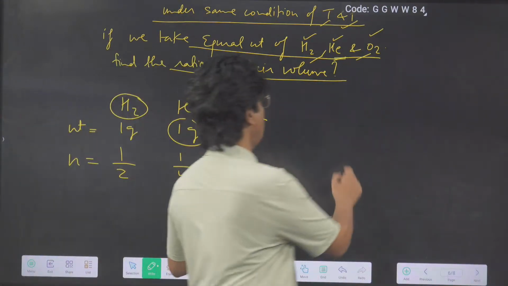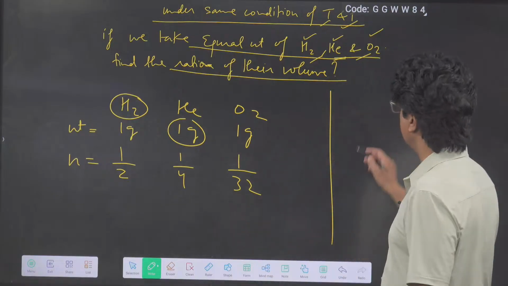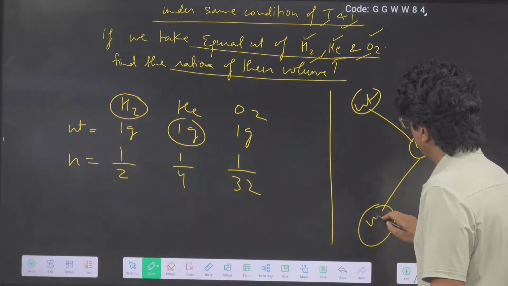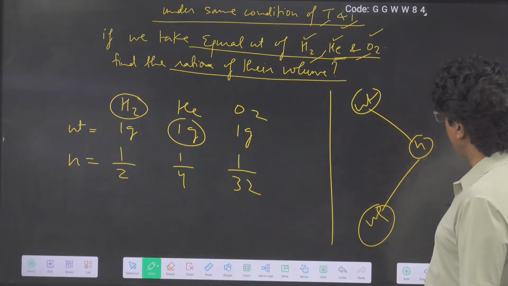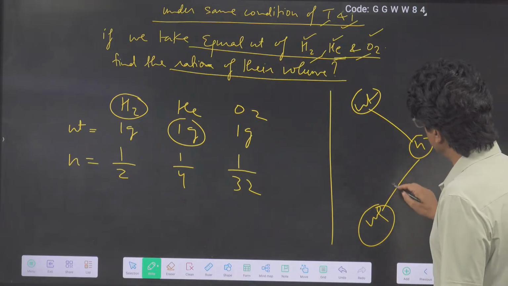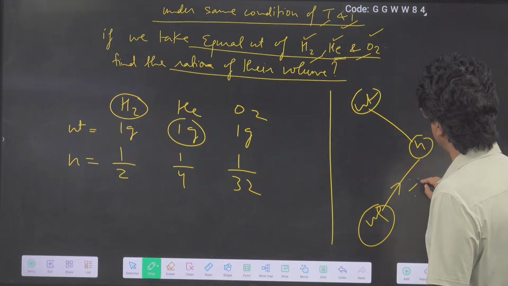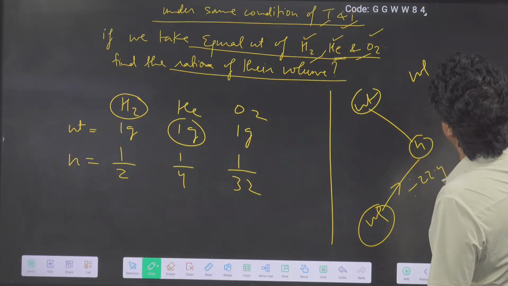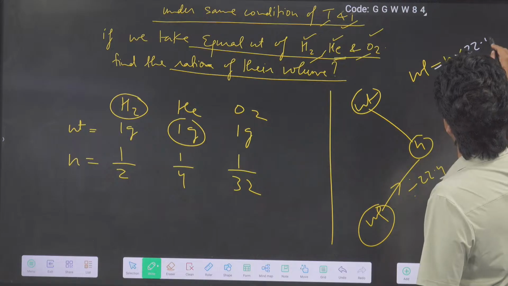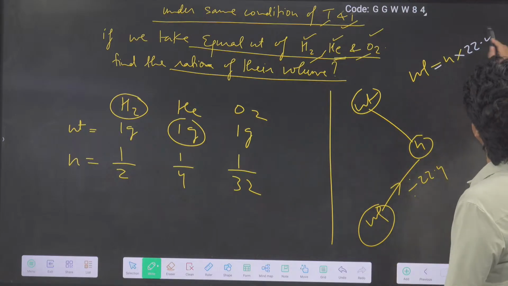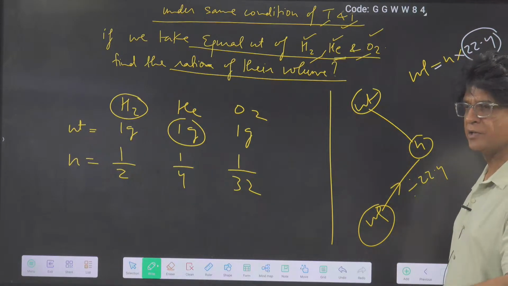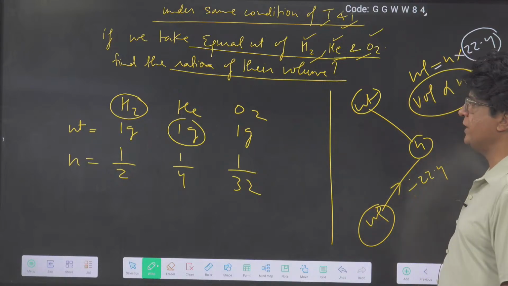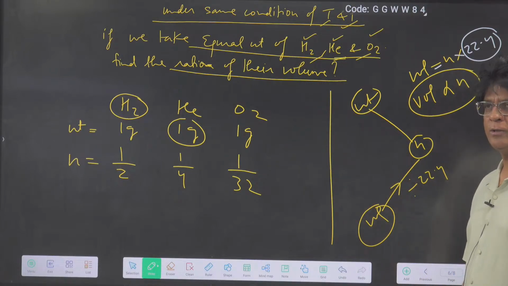Now you know I have shared a chart with you about weight, number of moles, and volume of gas. So who will tell me what is the volume? Number of moles is divided by 22.4, so volume will be equal to N into 22.4. Since 22.4 is common in all the gases, can I say volume is proportional to number of moles? Can I say volume is proportional to number of moles?